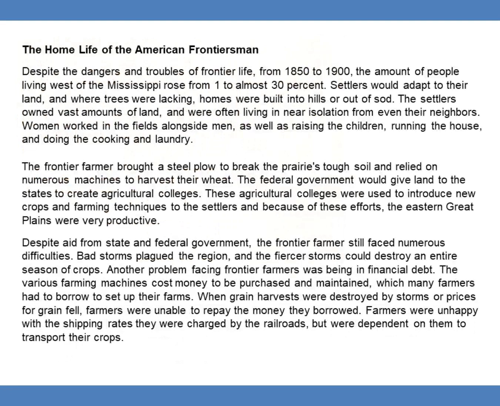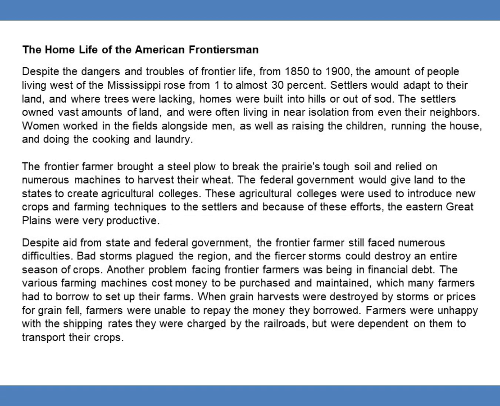The home life of the American frontiersman. Despite the dangers and troubles of frontier life from 1850 to 1900, the amount of people living west of the Mississippi rose from 1 to almost 30%. Settlers would adapt to their land, and where trees were lacking, homes were often built into hills or out of sod. The settlers owned vast amounts of land and were often living in near isolation from even their neighbors.